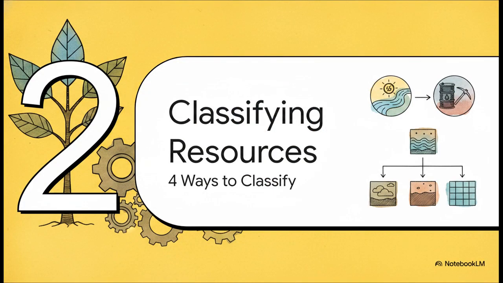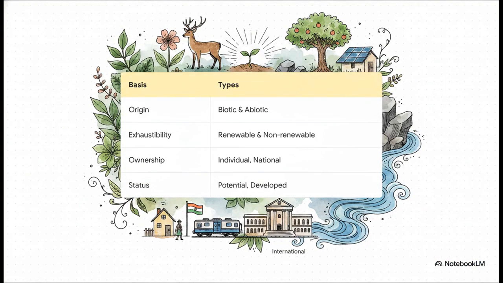So now that we know what a resource actually is, we need to organize them. Let's move straight to Section 2, Classification of Resources. Take a mental screenshot of this matrix right here because it perfectly breaks down how we classify things. First up, by origin. Biotic basically means living things, while abiotic means non-living, like rocks. By ownership, we range from your individual property all the way to international oceanic zones.